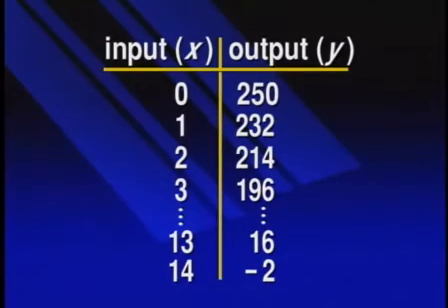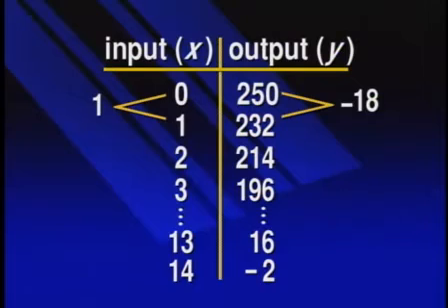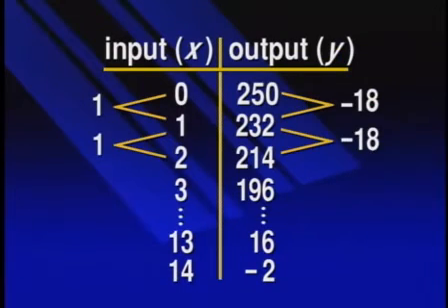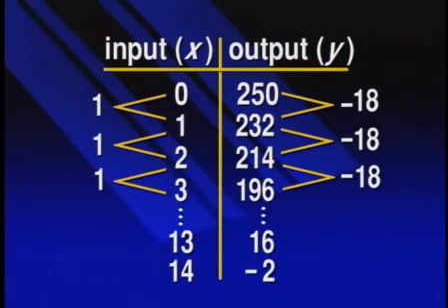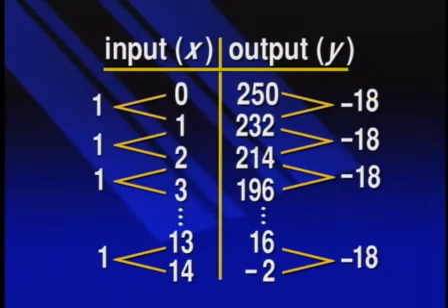If we look at our table of input-output values more specifically, we see that the change between 0 and 1, our first payment is a 1, and the corresponding change is negative 18 between 250 and 232. The next one, we have a change of 1 in the input column between 1 and 2, and the corresponding change of negative 18 in the Y column. And so on and so forth, all the way down to the last one between 13 and 14. The 13th and 14th payment of 1 is a change of negative 18 between $16 and negative 2.